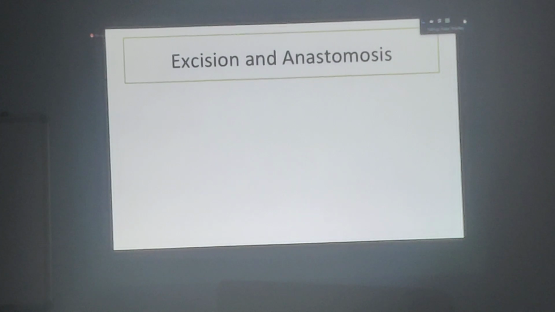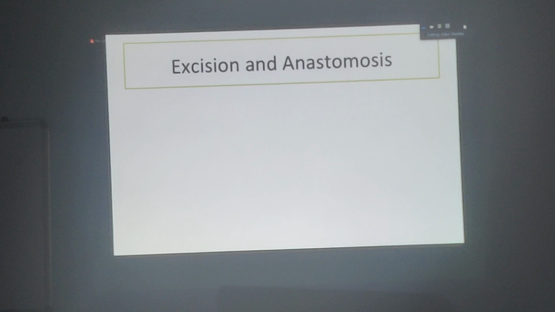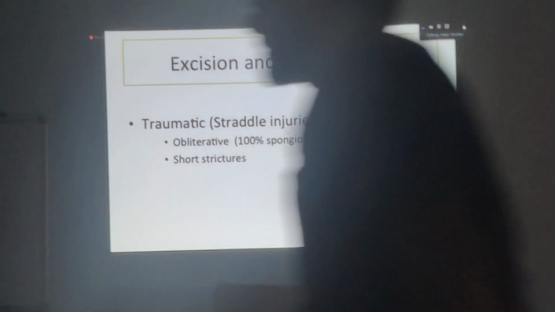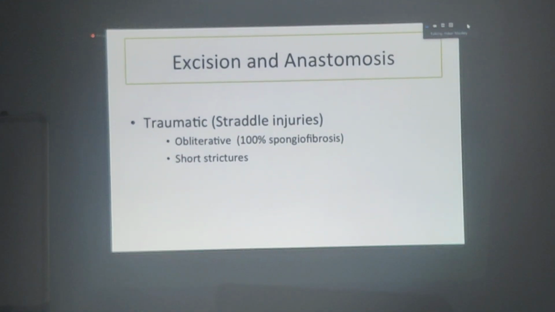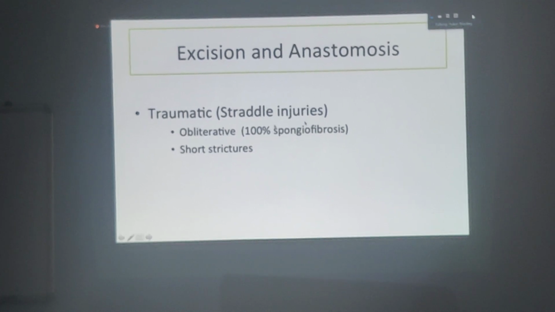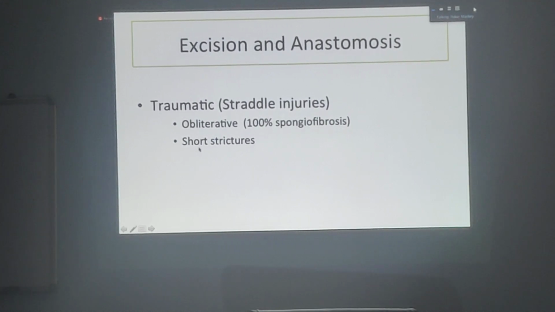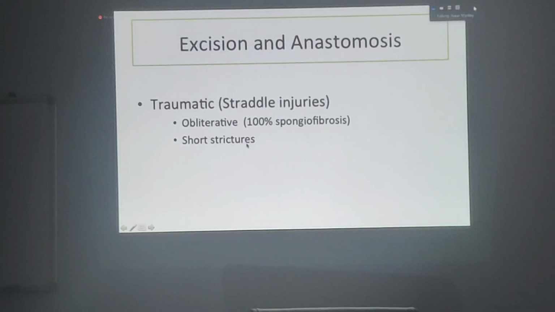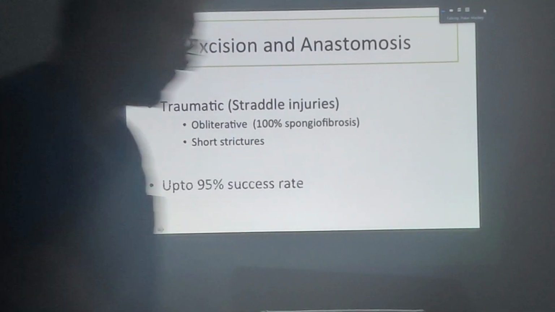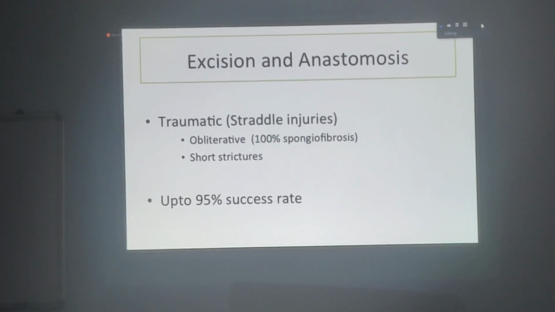Excision and end-to-end anastomosis is one of the urethroplasty techniques associated with the highest success rate, usually indicated at present mainly for traumatic strictures as a result of straddle injuries. Why traumatic strictures? Because traumatic strictures as a result of straddle injuries are associated with complete obliteration. There is 100% spongiofibrosis, and these strictures are very short, so they can be easily excised and anastomosed. And the success rate reaches up to 95%, so it's a very high success rate.